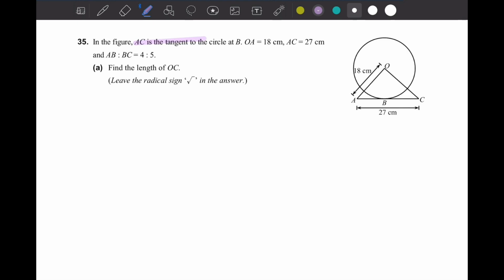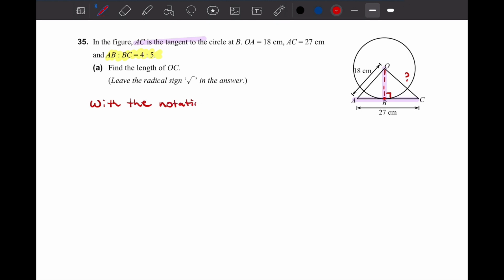So let's look at question 45. Probably another question where you might need to draw something. So let's have a look. AC is the tangent to the circle. So this is the AC. And when we talk about tangent, we know that it's perpendicular to the radius. Okay. And also, it gives you the lengths of OA and AC and asks you to find OC. And they also give you one more piece of information, which is the ratio of AB to BC.